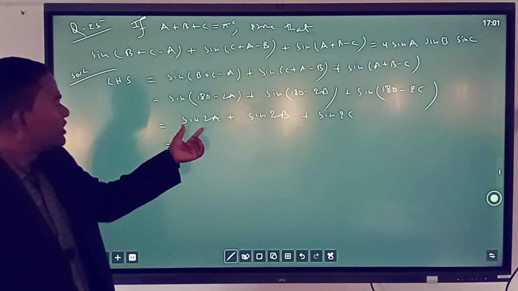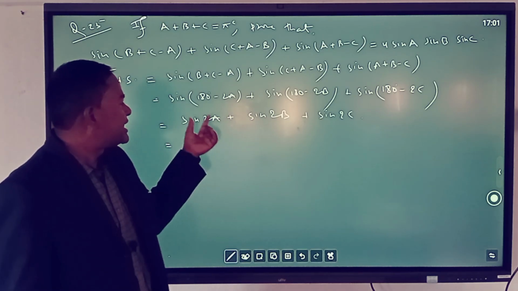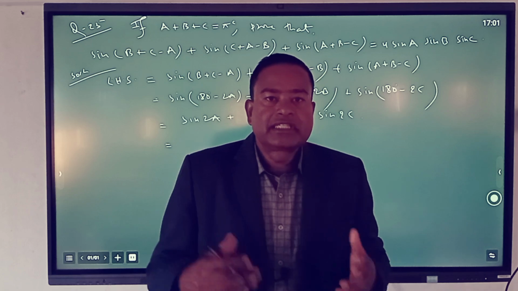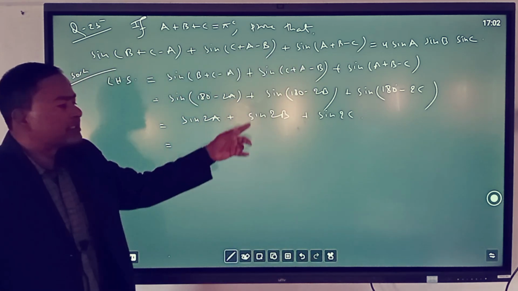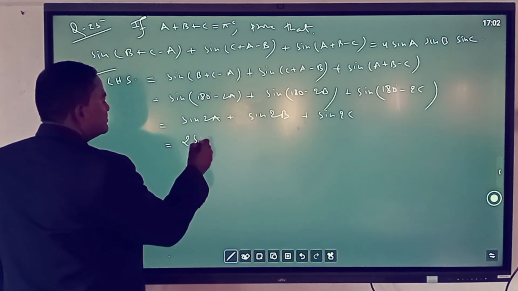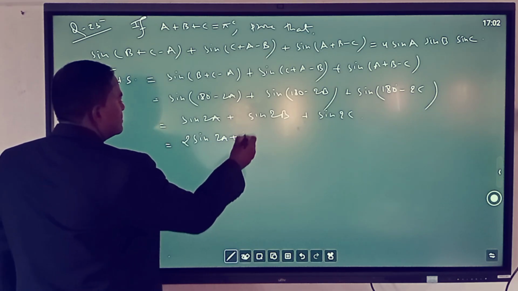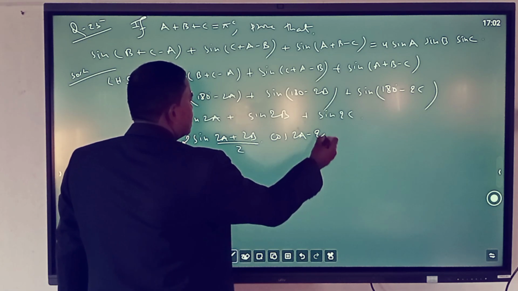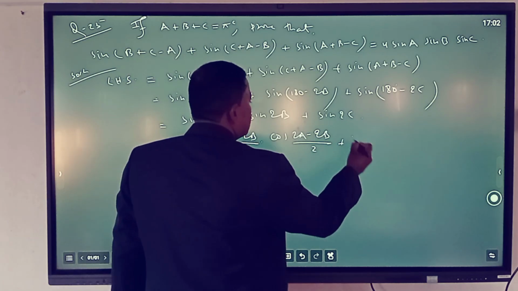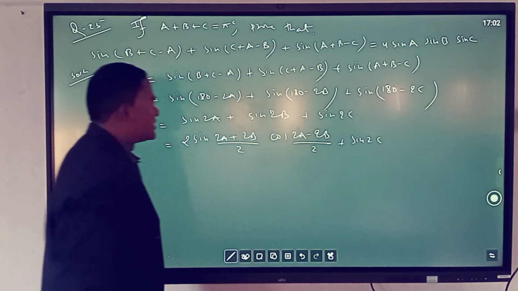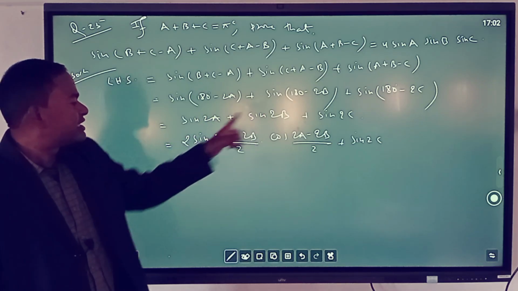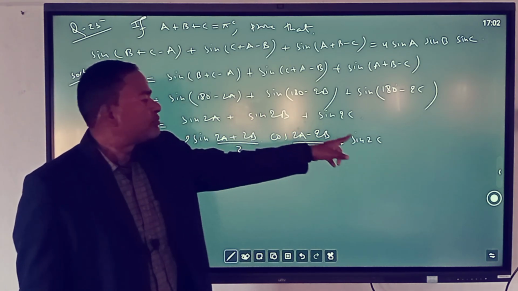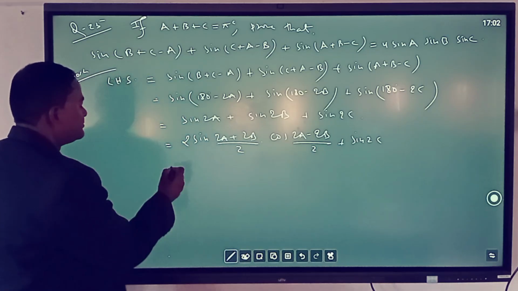Now next, we'll use the formula of sin c plus sin d. Supposing the first angle as c and the second angle as d, then using the formula of sin c plus sin d. Dear student, the formula of sin c plus sin d is 2 sin((c plus d) by 2) times cos((c minus d) by 2), and plus sin 2c, keeping as it is.